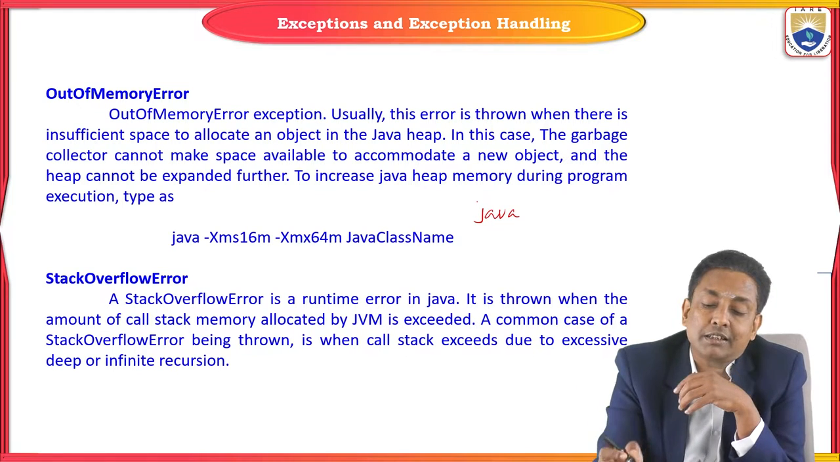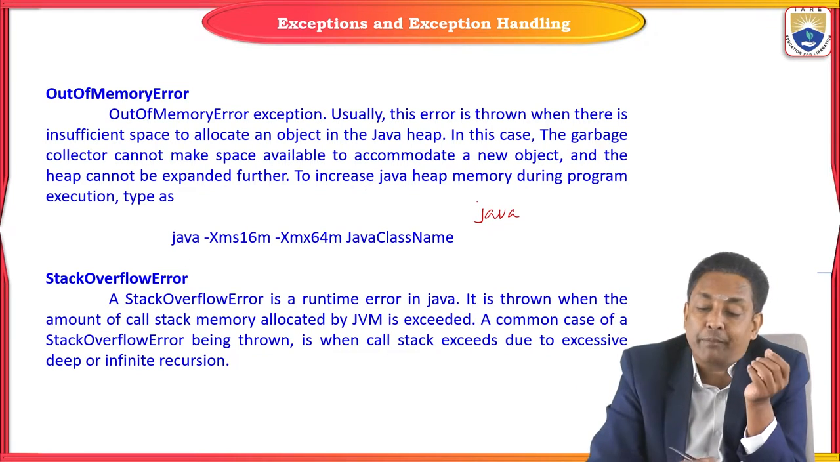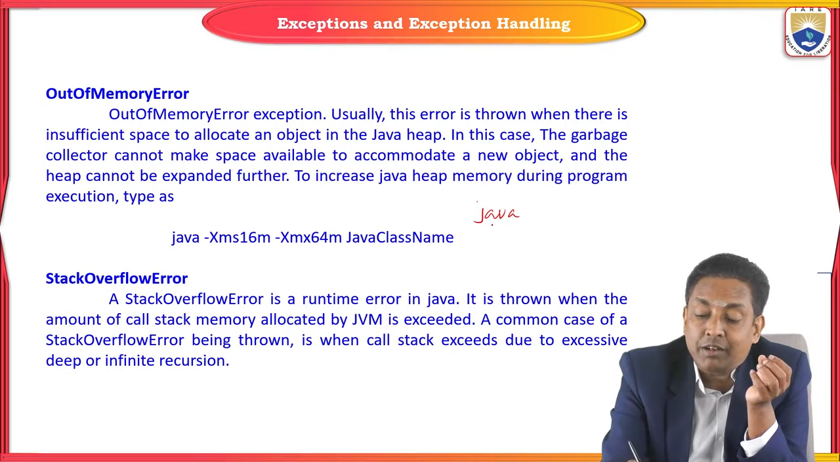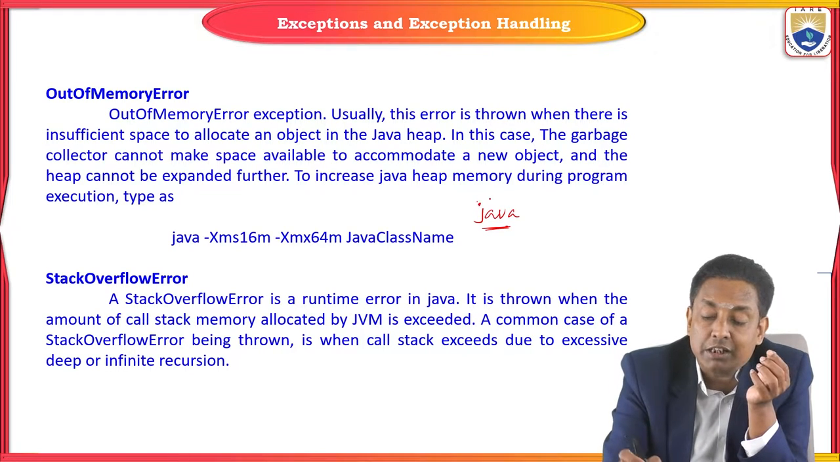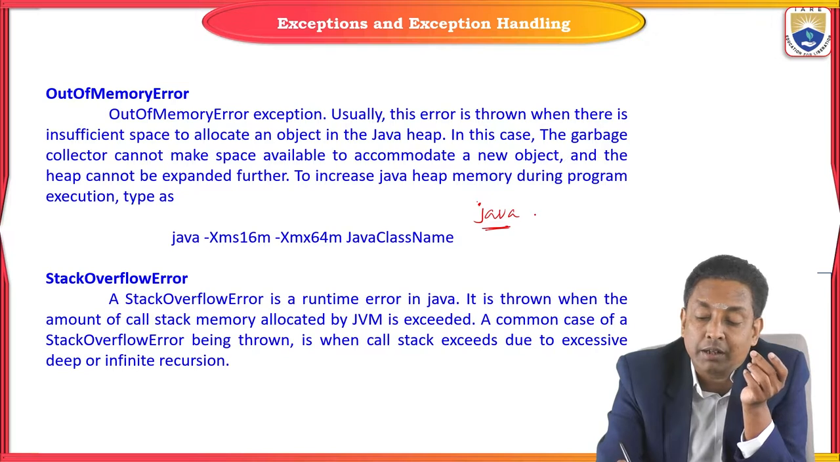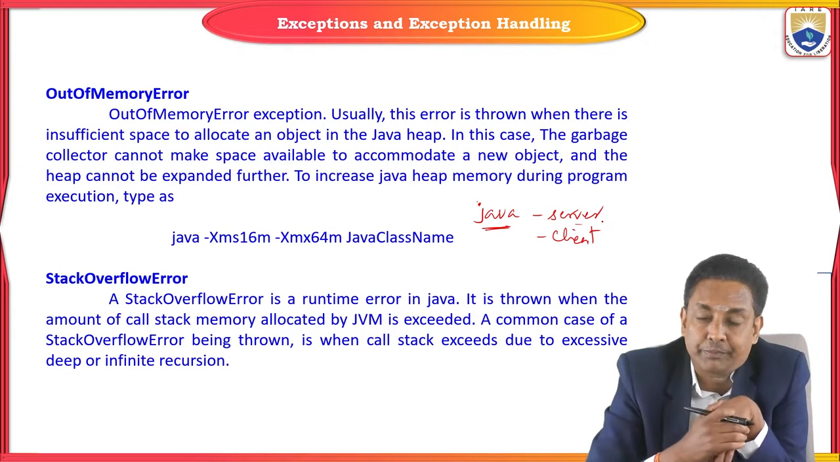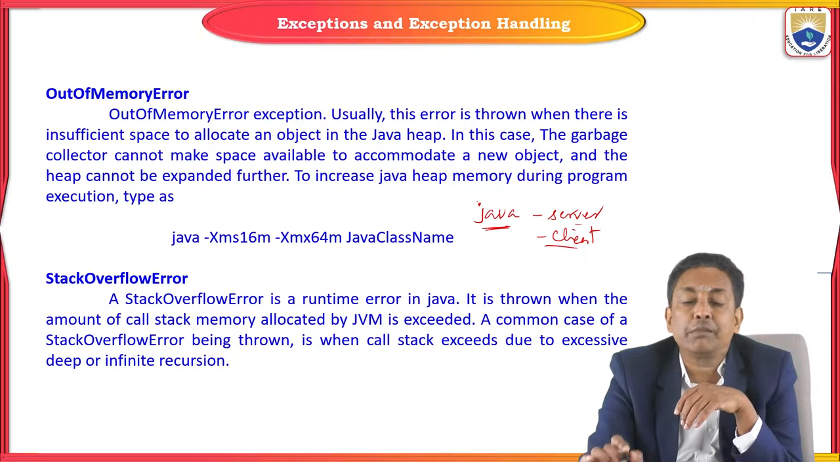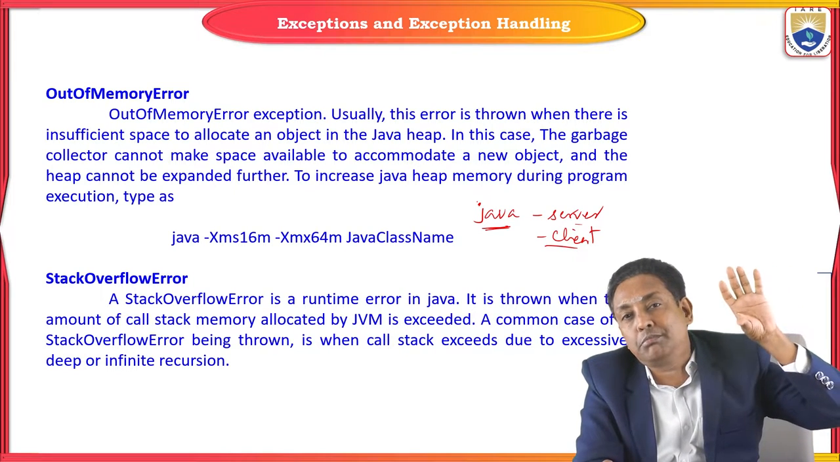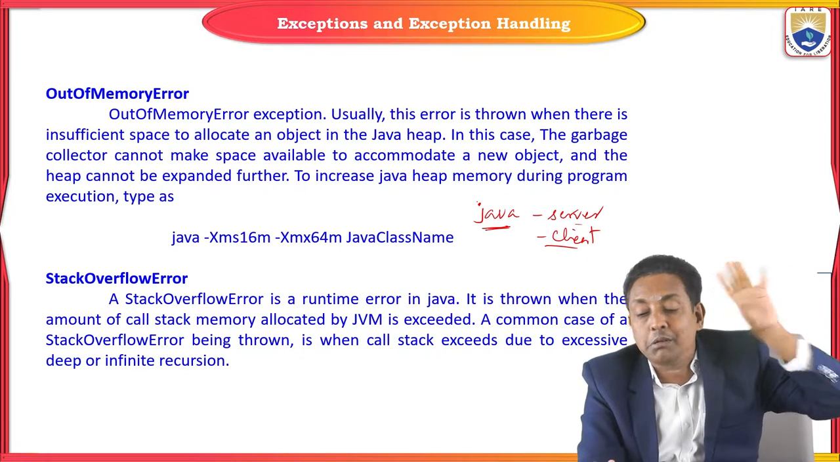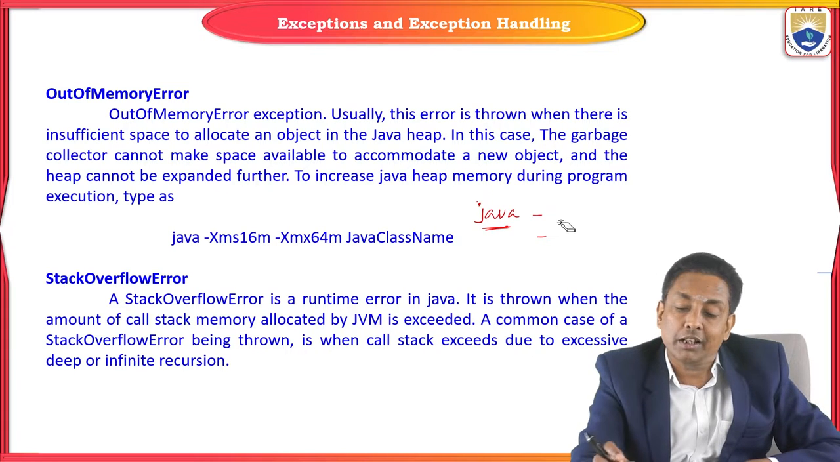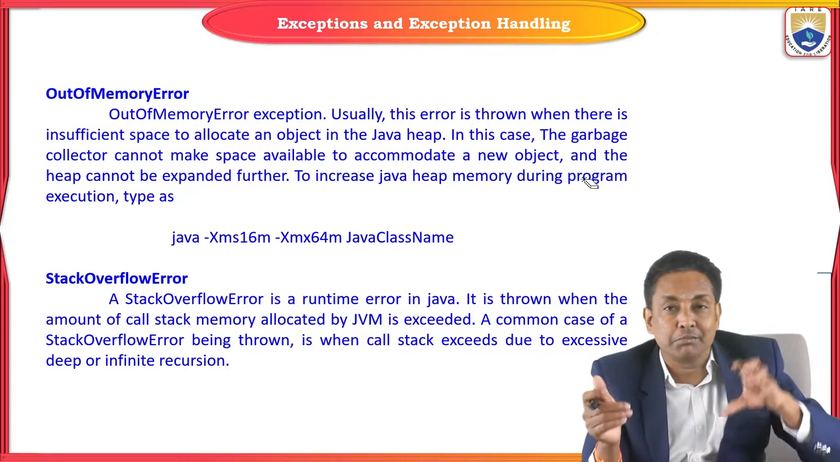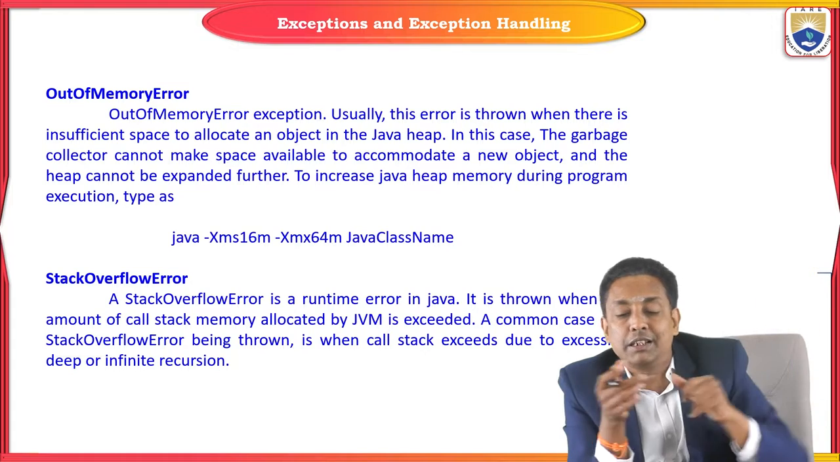So if you want to increase the heap size of the program, in the Java interpreter and in the JVM launcher command, the -server and -client options are given. -server will launch the server JVM. -client will launch the client JVM. So for the server JVM and client JVM, some default minimum and maximum heap memory was set by the Java interpreter. Sun Microsystems set some minimum and maximum heap size for the server and client JVM.